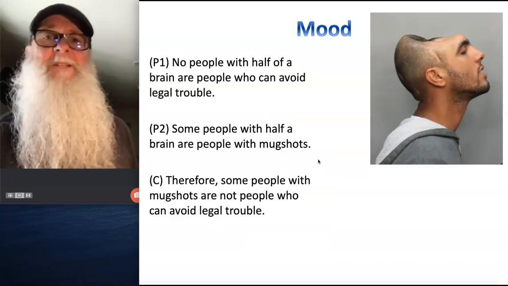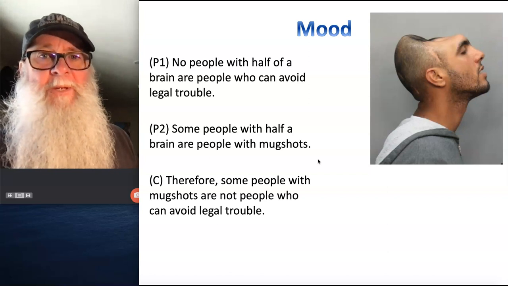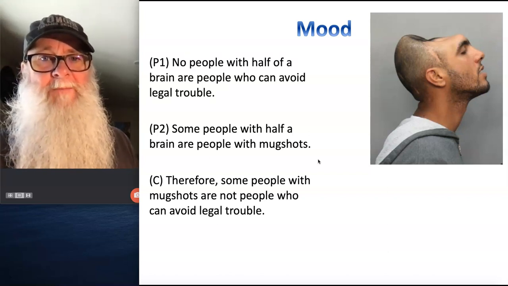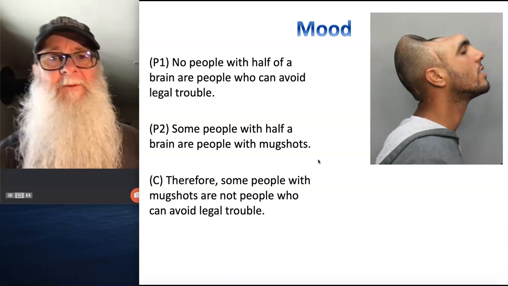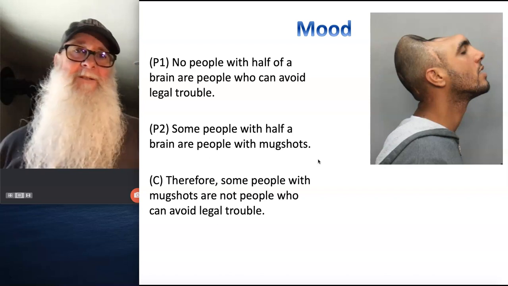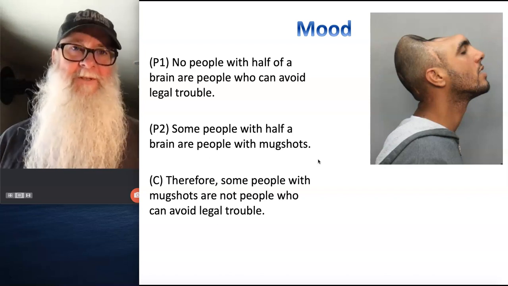Now take a look at this argument. No people with half a brain are people who can avoid legal trouble. Some people with half a brain are people with mugshots. Therefore, some people with mugshots are not people who can avoid legal trouble. So you tell me, what's the mood of this argument?